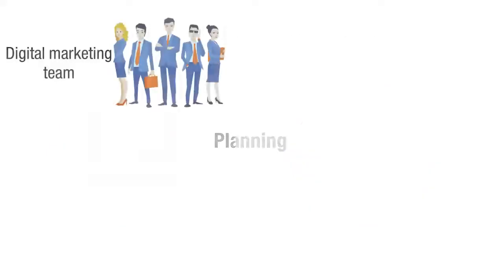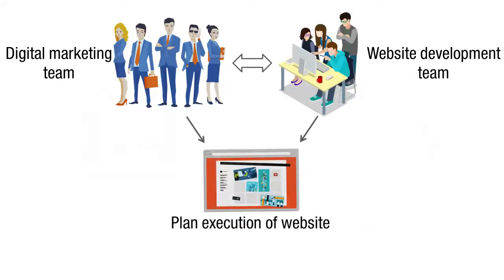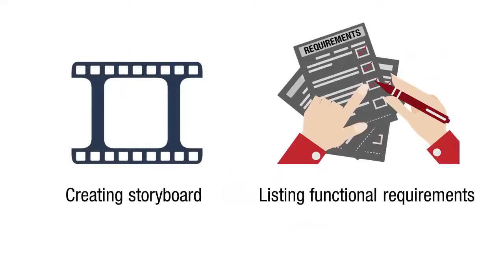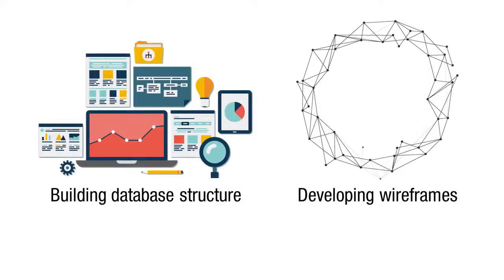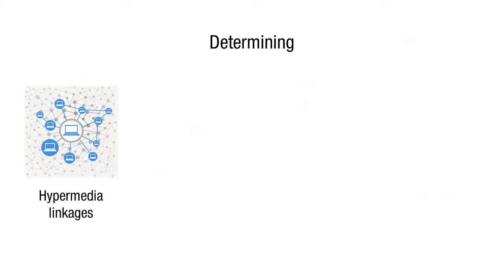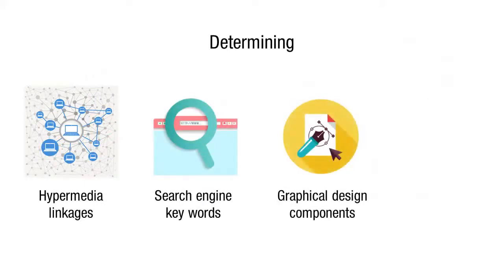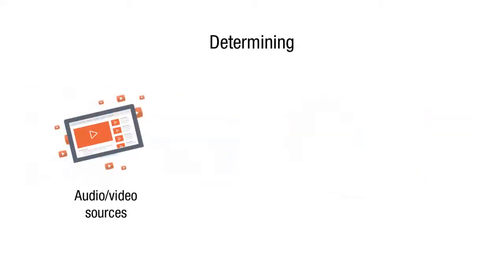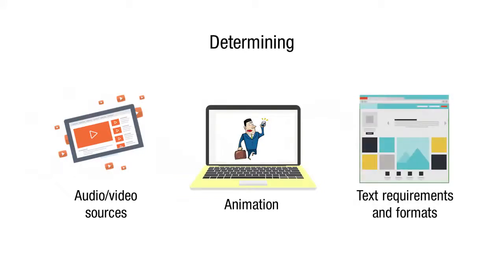Planning. The digital marketing team must work with the website development team to plan the execution of the website, beginning with creating a storyboard for the website, listing functional requirements, building the database structure, developing wireframes, and determining hypermedia linkages, search engine keywords, graphical design components, user interface designs, audio-video sources, animation, and text requirements and formats.